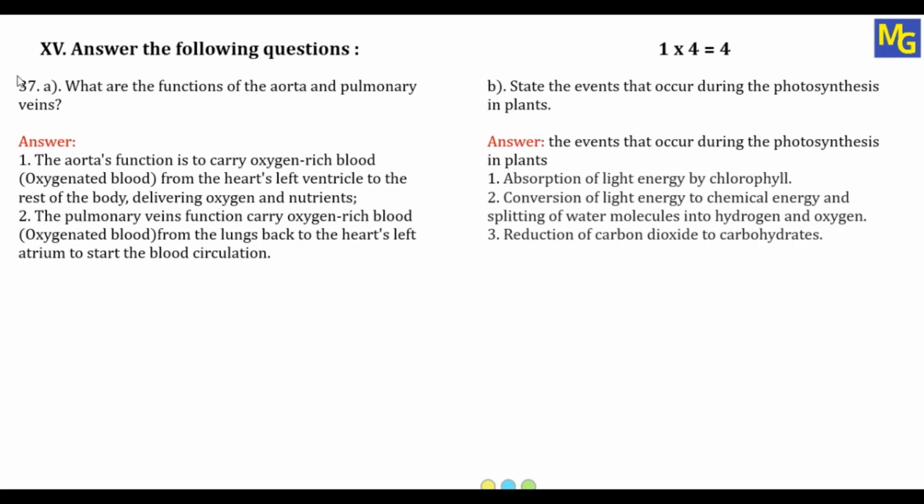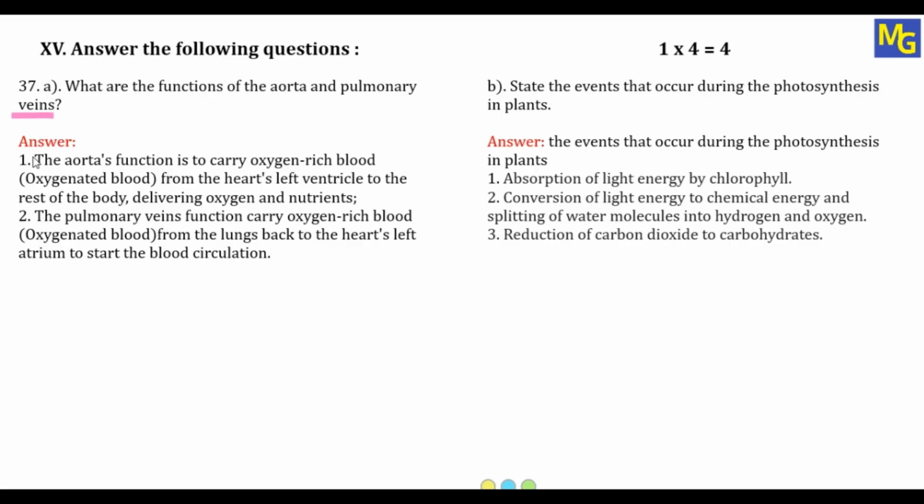So now we will see the next section, that is section number 15. Answer the following question. Here we have to answer only one question, but that question carries 4 marks. So from this section we are going to get 4 marks. So question number 37, which is divided into A and B. So we will see the A option. What are the functions of aorta and pulmonary veins?